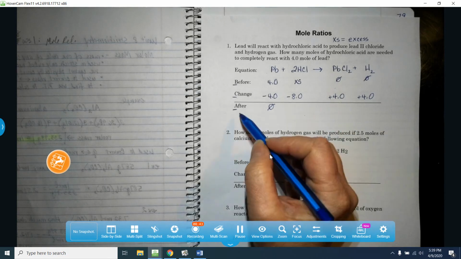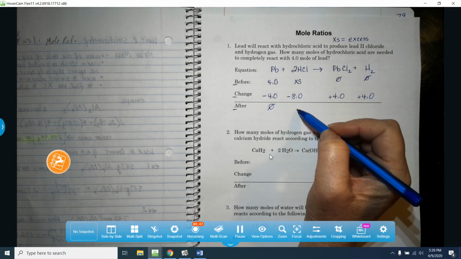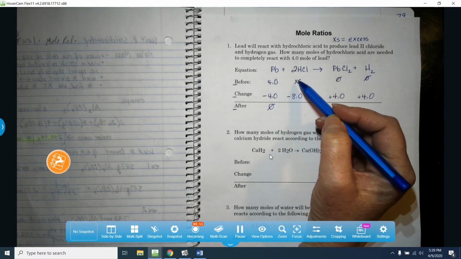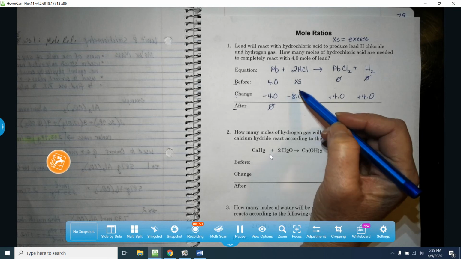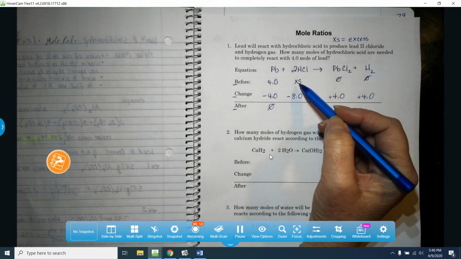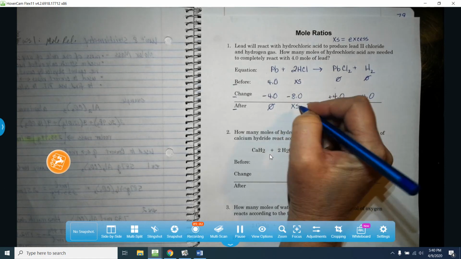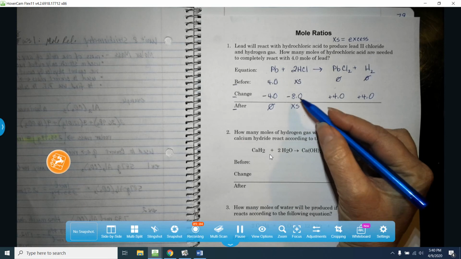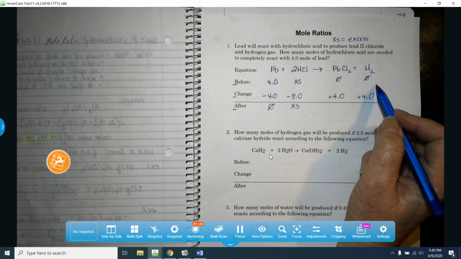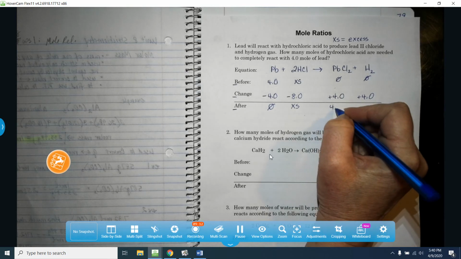Okay, and then in our after row, we're going to do some simple math. If we started with excess, that means more than enough, and we used up 8, how much do we have left? Well, we don't know because we don't know how much excess we had. So we're just going to write excess there again. We have extra there. We have some left over. Over here, both of these we started with nothing. And then we made this much, so that's what we're going to end up with.